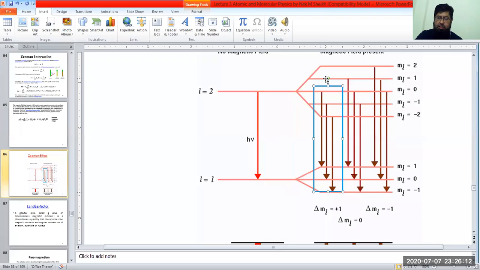Look at this: from 0 to 1. This is 0, and from 0 it is going to 1, it means ML is 1. Here from minus 1 to 0, ML is 1. Here from minus 2 to minus 1, ML is 1. So this is the change in ML of plus 1. So this is possible. Again, in the second case, in the same way, this is the change in ML to 0. Look at this.